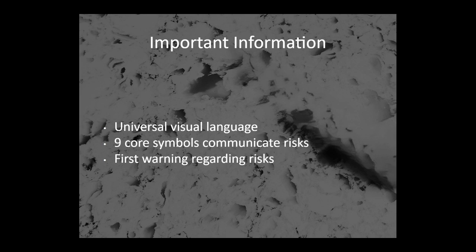Conclusion. WHMIS pictograms serve as a universal, quick visual language for identifying the types of hazards a product presents. The 9 core symbols effectively communicate the risks of physical dangers like fires and explosions, as well as health dangers ranging from acute toxicity to long-term chronic effects.